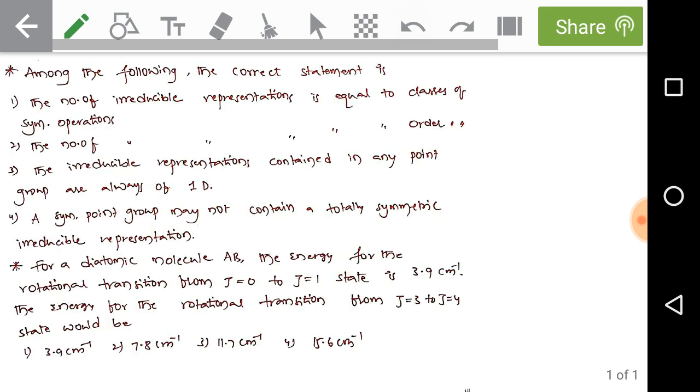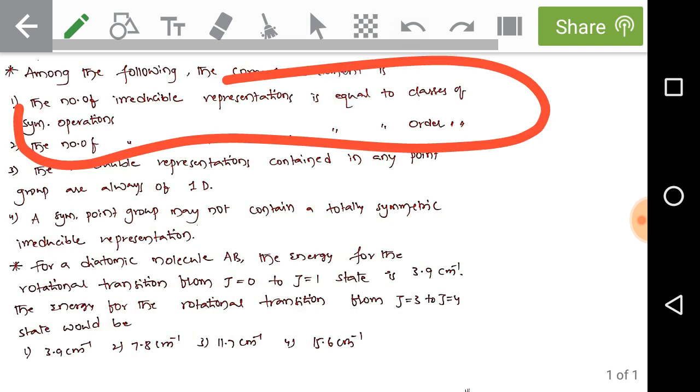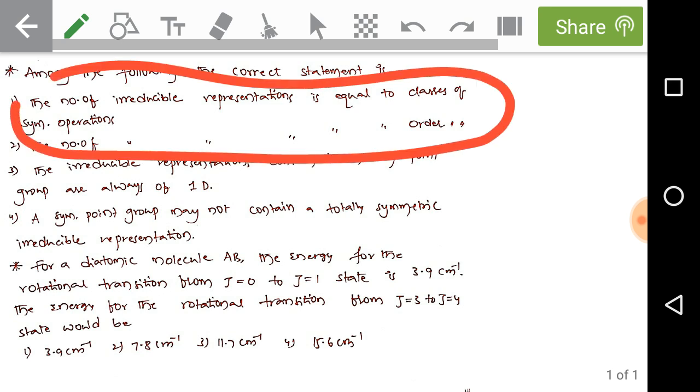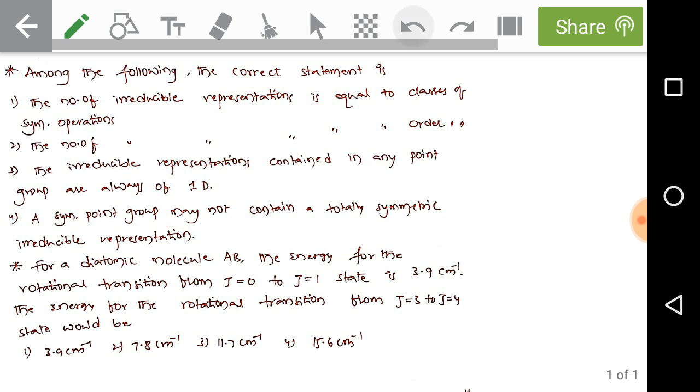Okay, yeah. Among the following, the correct statement is that the number of irreducible representations is equal to the number of classes of symmetry operations. So this is the correct statement, and just go and check the character table lectures in our courses, where we have the best concept lectures. And according to the great orthogonality theorem, the first statement, which represents that the number of irreducible representations is equal to the classes of symmetry operations, is the correct statement.